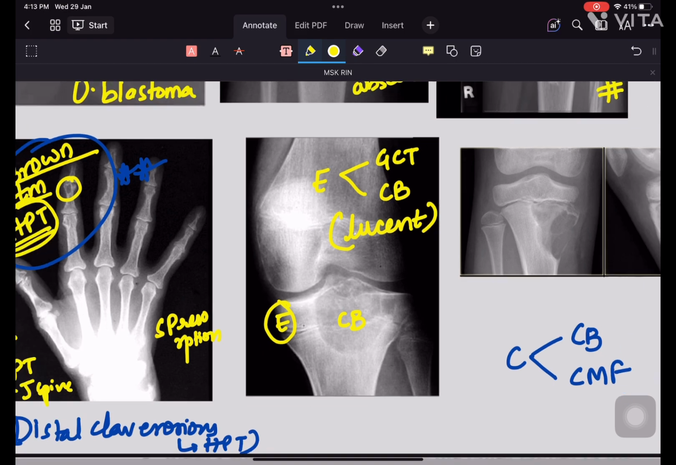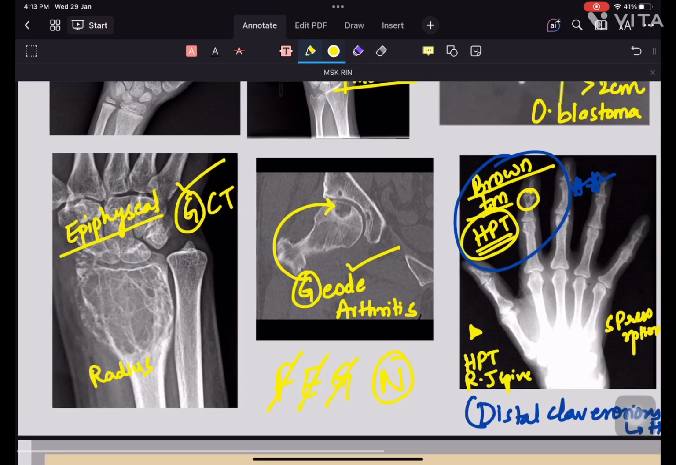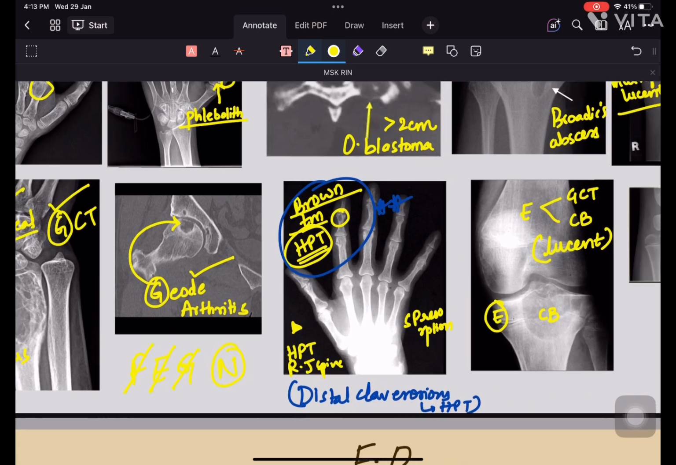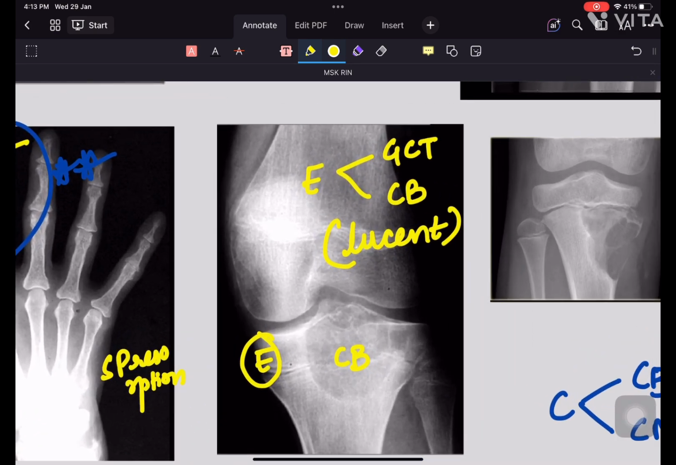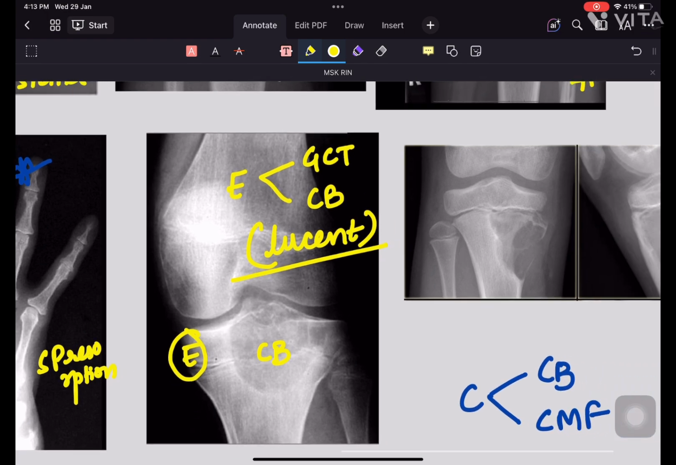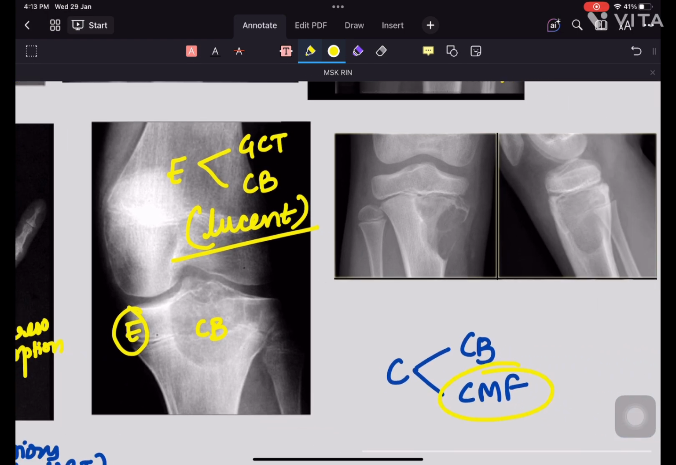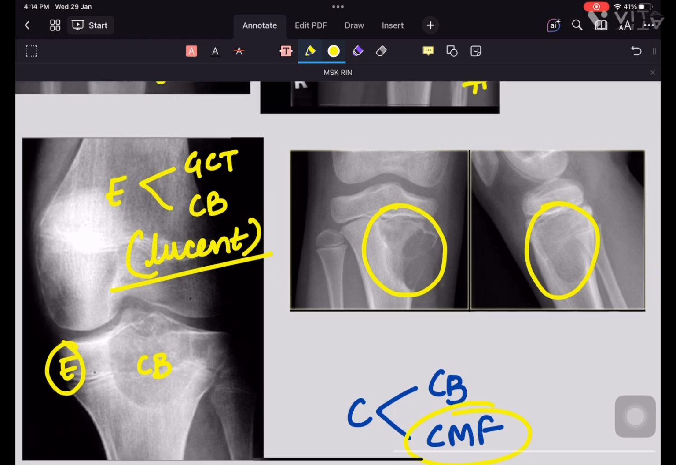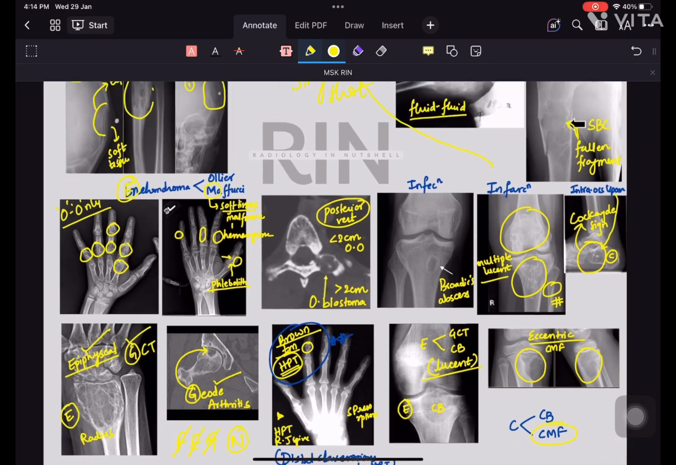The GCT, we have seen, will have a multiple expansile lytic appearance in the distal end of the radius, epiphyseal location, and here it is in the proximal end of the tibia, lucent lesion, chondroblastoma. The last one, chondromyxoid fibroma, is usually metaphyseal in location, and it also has a lucent appearance and eccentric location.